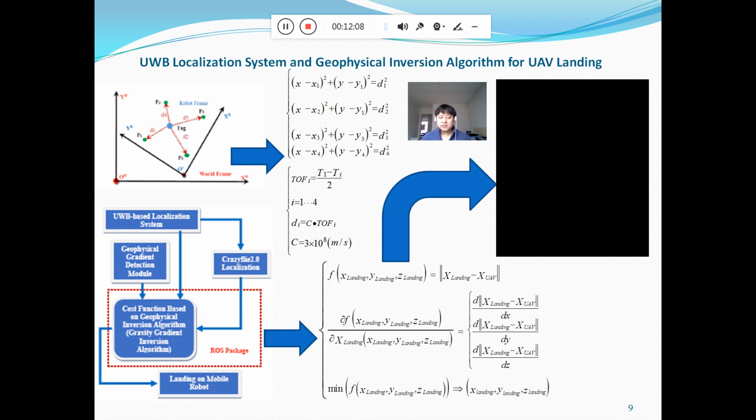And actually, we can use the ROS node to send the optimal coordinates to this UAV. After receiving the coordinates and commands, the UAV can land on this optimal landing point successfully. So this is my initial idea about this UAV landing. And in the future, maybe we can use visual landmarks combined with the UWB localization technology to control the UAV to land on this mobile robot.